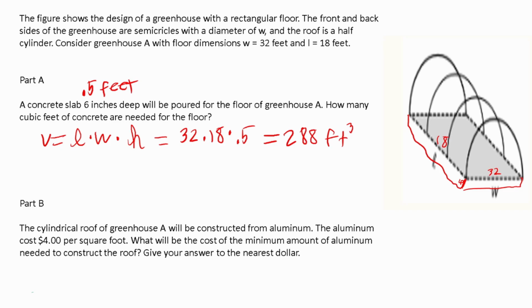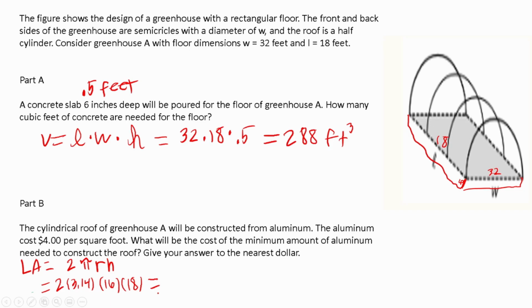So in order to do that, our lateral surface area, LA, for a cylinder is 2 pi r h, right? And they wanted this to the nearest dollar. So first we have to find half of this lateral surface area, and then we could multiply it by the $4 per square foot. So let's plug in our information. We know that our radius will be half of this width, so it's going to be 16. So we're going to say 2 times 3.14 times 16 times 18.